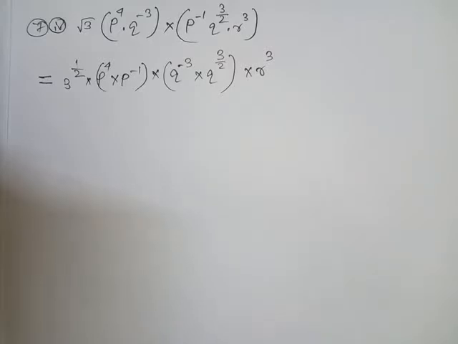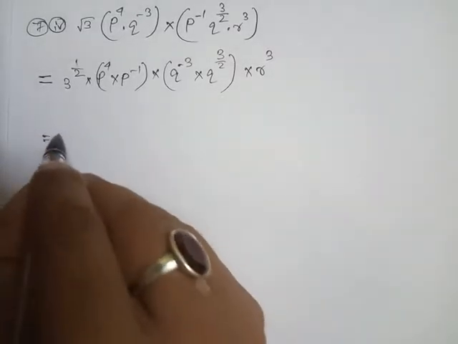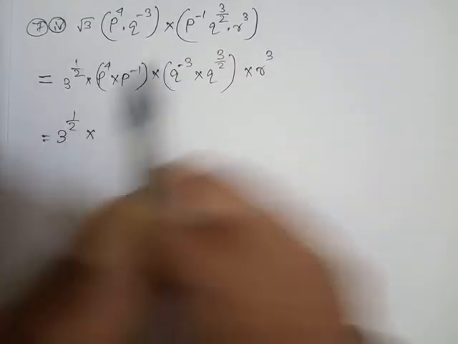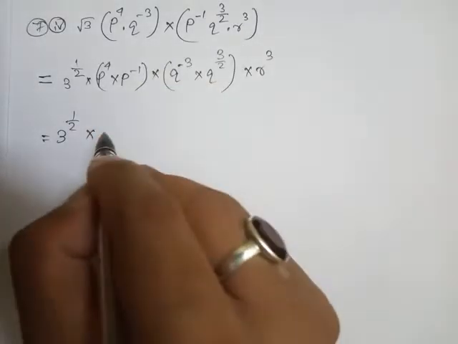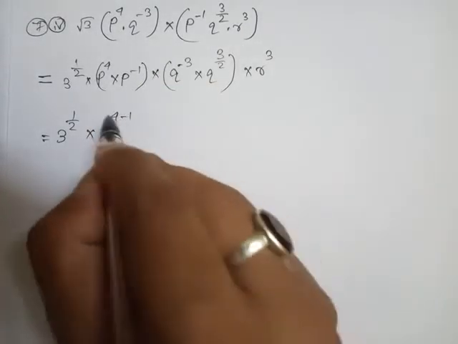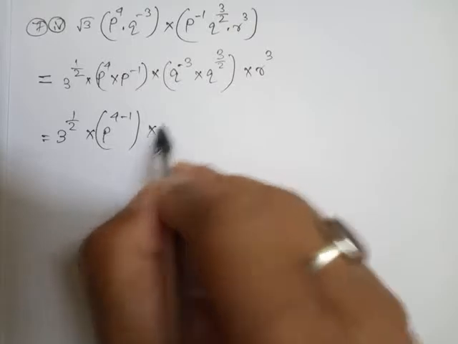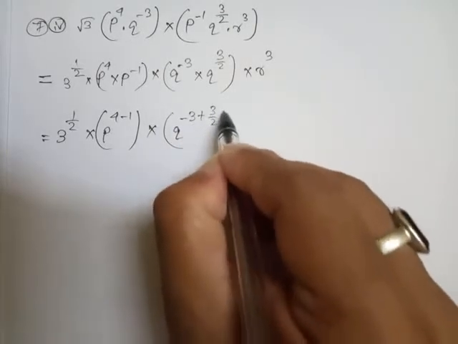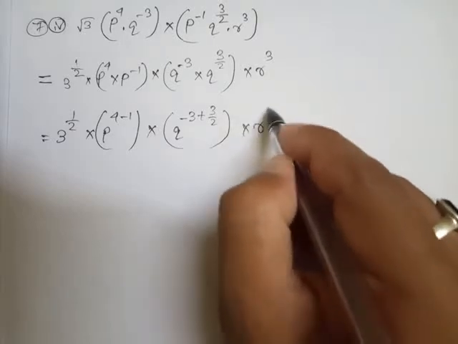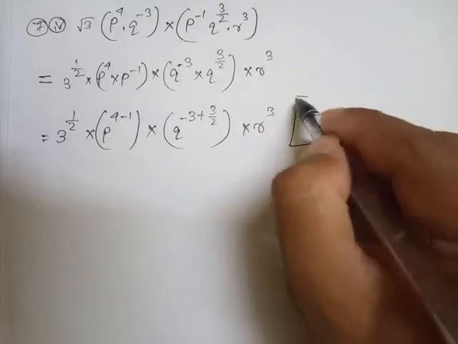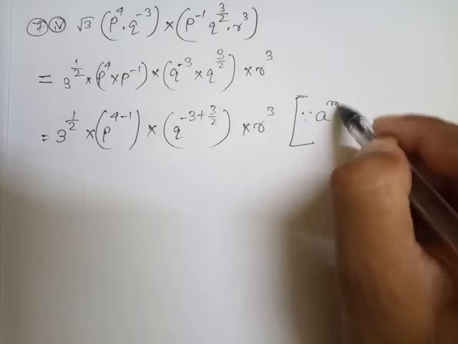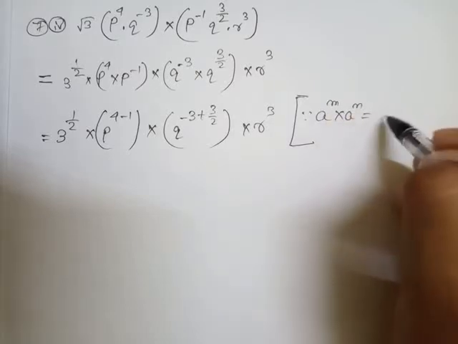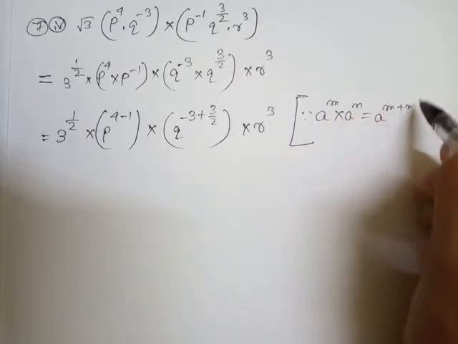Now look after that. Here student, this is 3 to the power 1 by 2, and since base same, power should be added, so p to the power 4 minus 1, and here base same, power should be added, so minus 3 plus 3 by 2, into r cube. Now using the formula that a to the power m into a to the power n equal to a to the power m plus n.